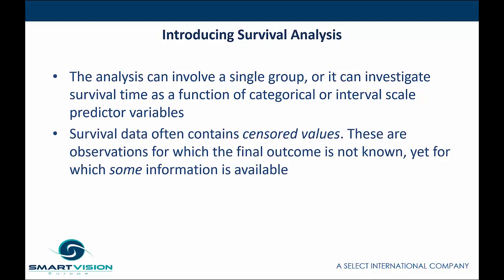And survival data therefore often contains what are called censored values. And these are observations for which the final outcome is not known, yet for which some information is available. So we don't know if the outcome has occurred yet, so whether or not they're still a customer or whether or not they're still alive. But we know some other information about them. We know what type of treatment they received. We know whether or not they're male or female, or what age group they belong to. But censored data and censored values is a special element and a special concept in survival analysis, and it merits us looking at it in a little bit more detail before moving on.